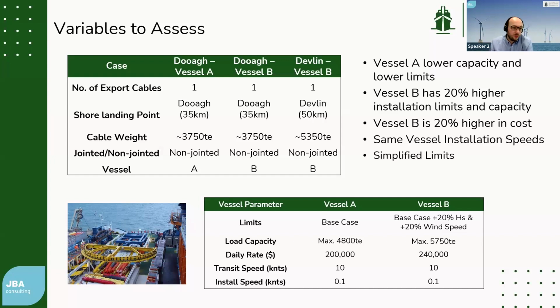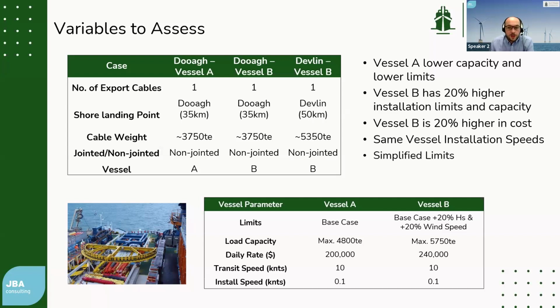It's also worth noting that for these cases, we have really simplified it for the purpose of this webinar. In reality, there will be a lot of parameters we would look at, and different amounts of engineering that we could conduct to give us more confidence behind the limits we're using. But for the purposes here, we've just used 20% increased cost for vessel B and 20% increased limits.